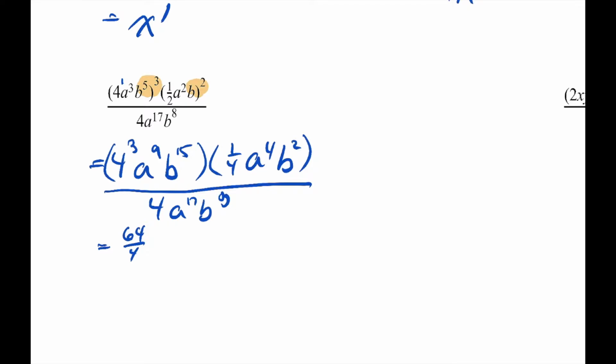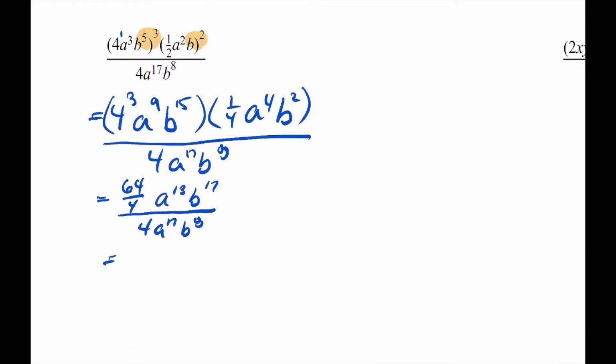a to the power of 9 times a to the power of 4, which is going to be a to the power of 13. And then b to the power of 15 times b squared, which is going to be b to the power of 17. And in my denominator, I'm just going to copy down 4, a to the 17, b to the power of 8.